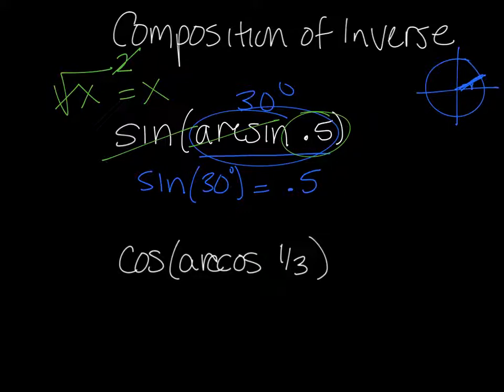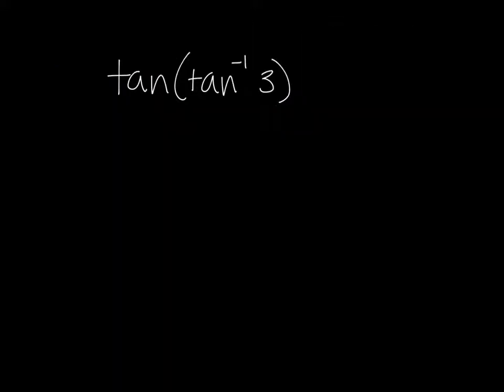But let's just look at another one. Cosine and arc cosine, they're the same thing. They're going to undo each other. It's just what's inside, 1/3. It's amazing. Look at that. It's just so easy. Tangent of tangent inverse is going to cancel out, and we get just what's inside, 3. So the question is, where does this twist come in, right?